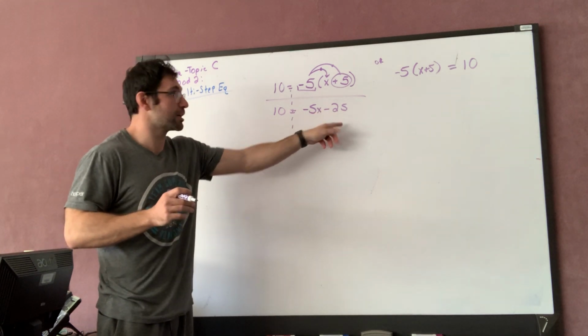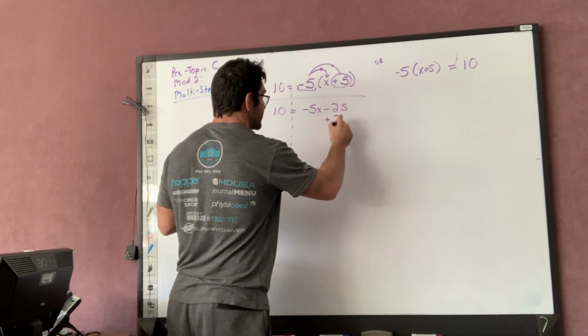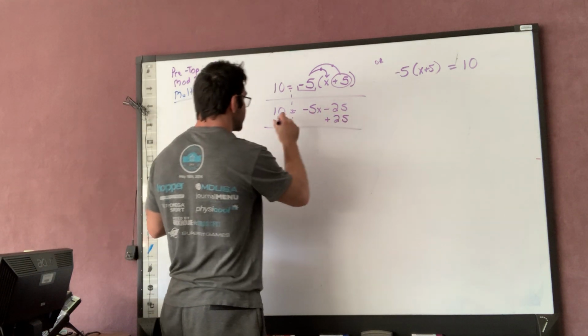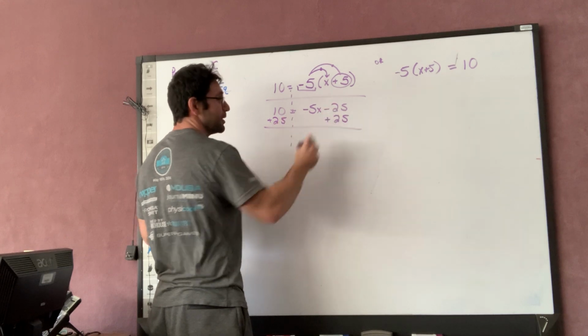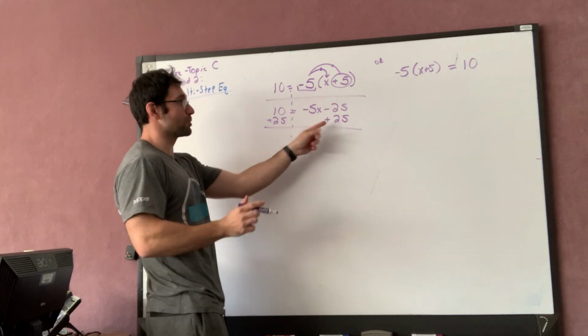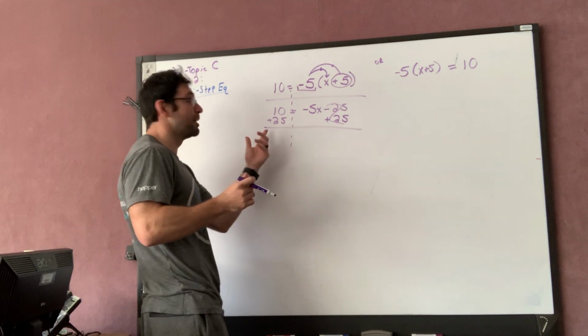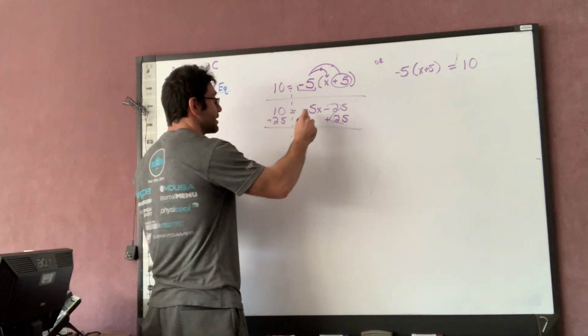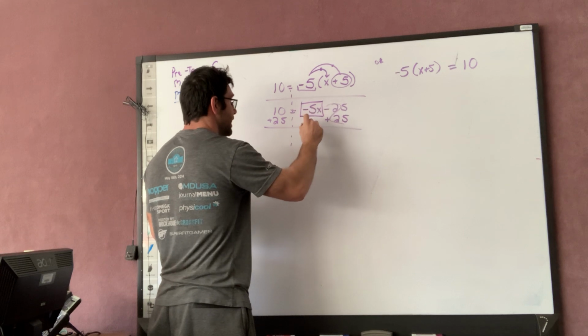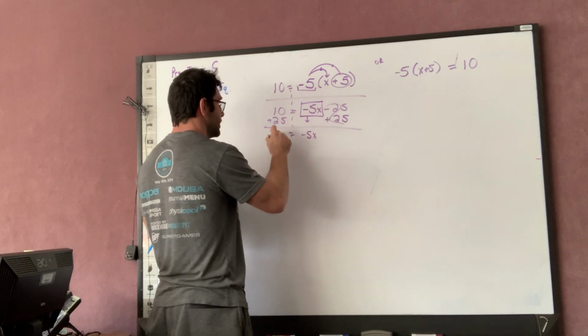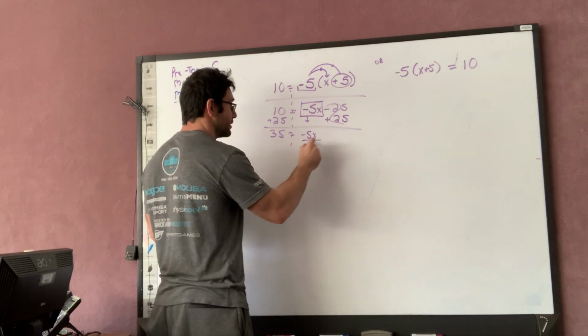Now we're back to a two-step equation. We move the constant. We're trying to isolate the variable, so we're trying to get everything else to be 0 or 1. Well, in this case, it's -25. I add 25. That changes this balance. I've added 25 pounds to this side, so I've got to add 25 pounds to the other side of the scale. -5x comes down. That leaves me with 35.